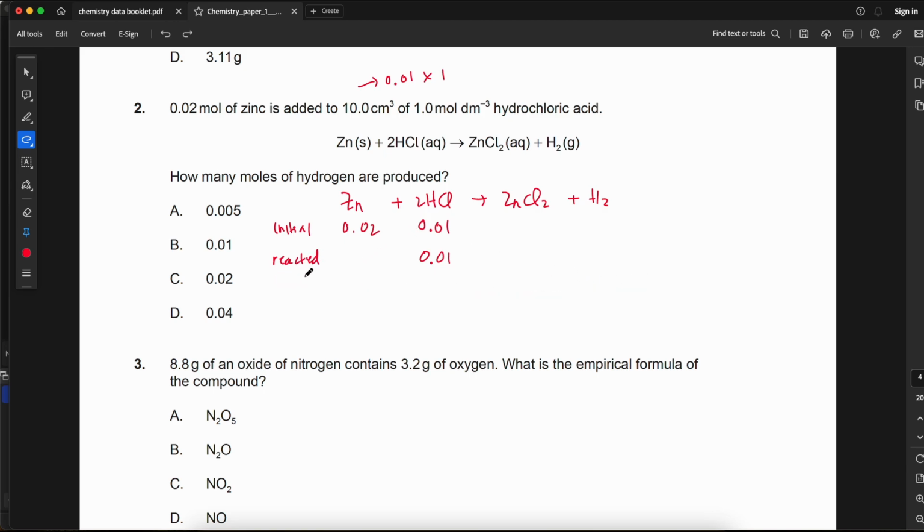Okay, wait, I make it like this, so this will be finished. And for zinc, that would be half of the 0.01 because here the coefficient is 2, so you will get 0.005. So how many moles of hydrogen are produced? It will be 0.005 because the coefficients of H2 and zinc are the same, so 0.005.